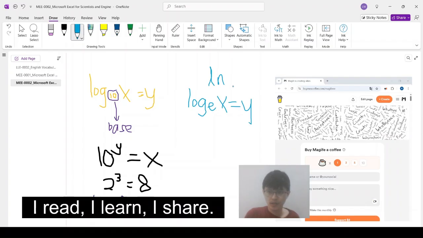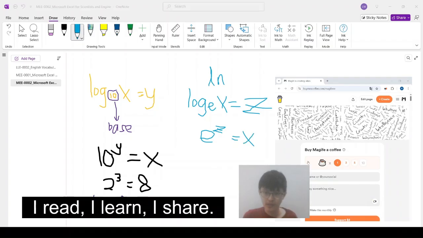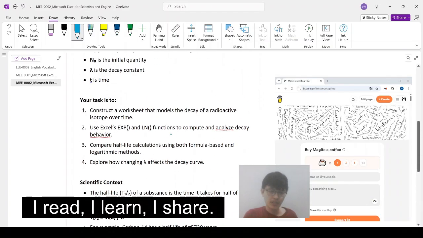So when we say natural logarithm, the base of the logarithm equation is e. From here, the equation can be written in this form: e to the power of z equal to x. Okay, so this is the basic.